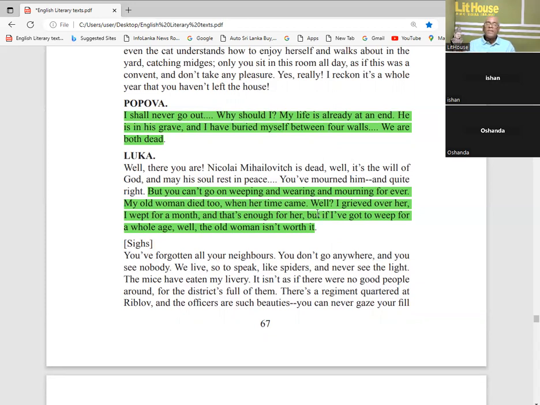When her time came, I grieved over her for 1 month. Only 1 month I mourned, madam. Only 1 month. No more than that. Why? That's enough for her.